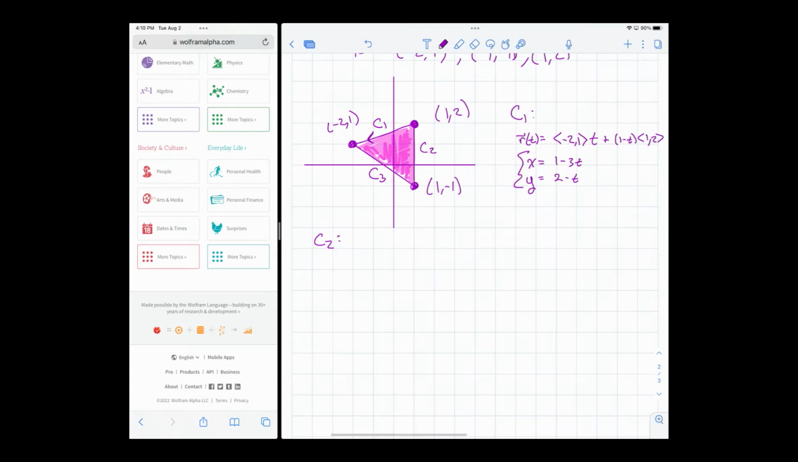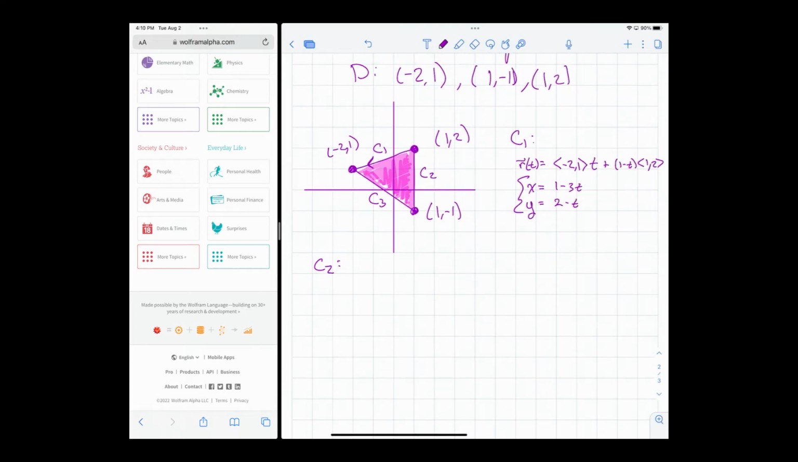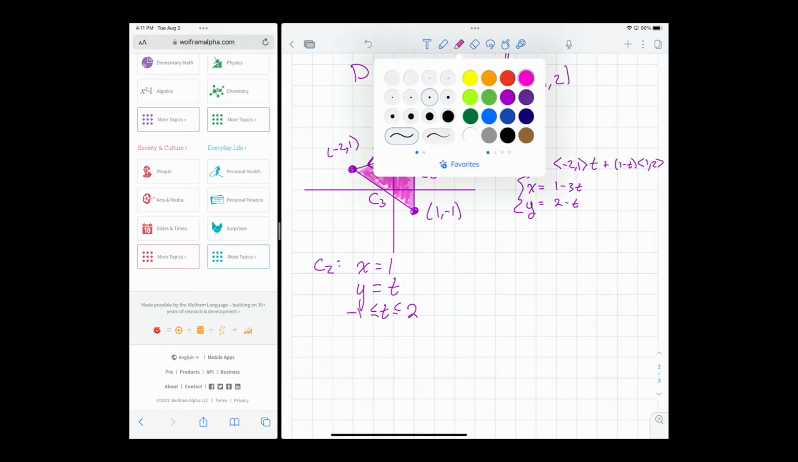So for C2, for example, that's a very easy parameterization because it's just a straight line. Since it's just a vertical line like that, you can just say that the x value there is simply 1, and the y value could be t. And t goes from, if the y value goes from -1 to +2, we could use -1 to +2 for our t values, which sort of illustrates a problem, but let me make that bigger there.